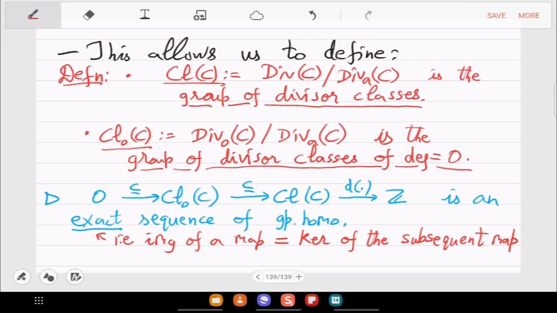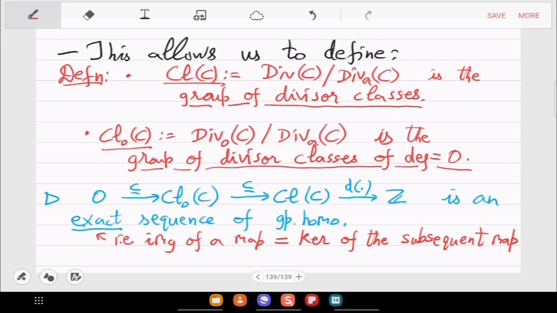Here it is trivial to check. The image of the very first arrow is 0, which is also the kernel of the second arrow, right? And similarly, the image of the second arrow is equal to the kernel of the third arrow, because when is degree 0? It's 0 only for degree 0 divisors. So it's a triviality here.